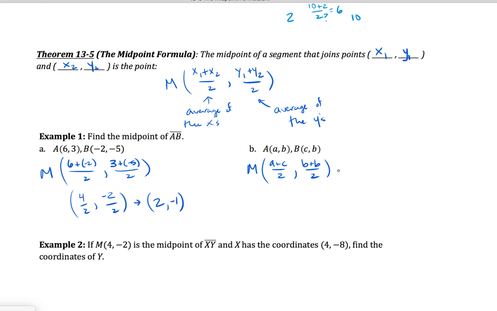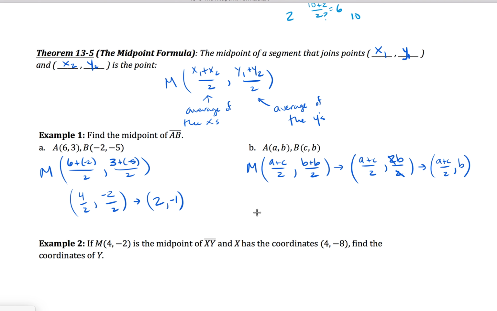Now let's see if we can simplify this at all. A plus c we can't really do anything with, so that's just going to stay as a plus c over 2. But b plus b is 2b, and 2b over 2 we can simplify further. We leave the a plus c over 2 alone, but in 2b over 2, the 2's cancel out, so that would just be b. So the midpoint would be (a plus c) divided by 2, comma, b.